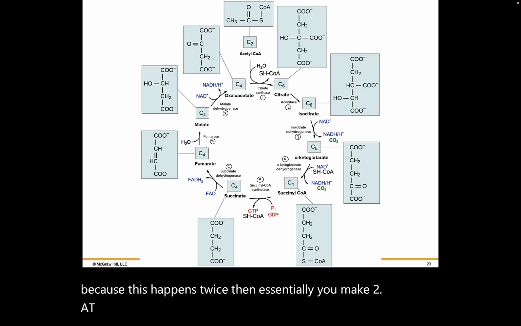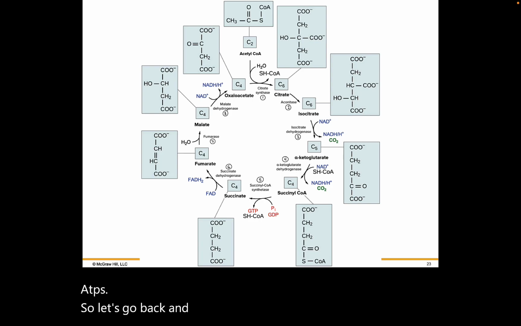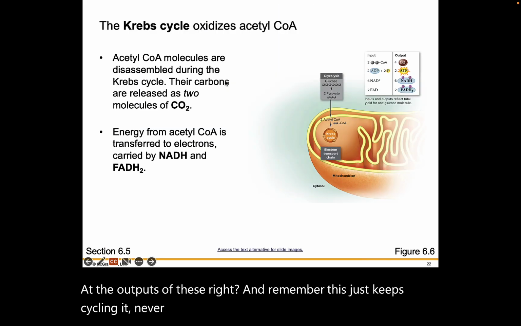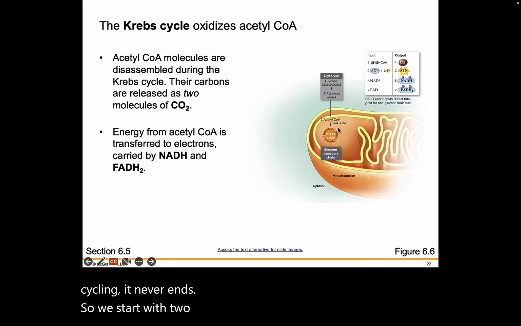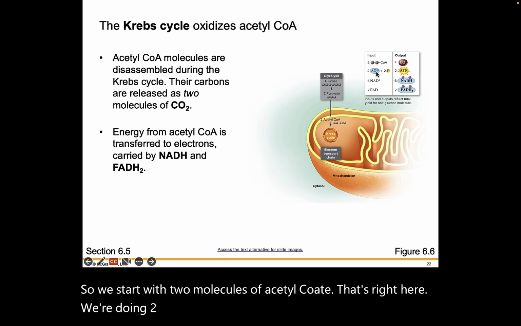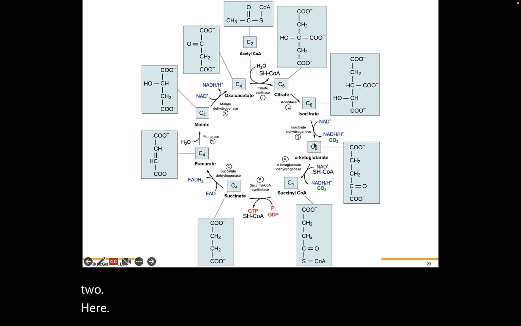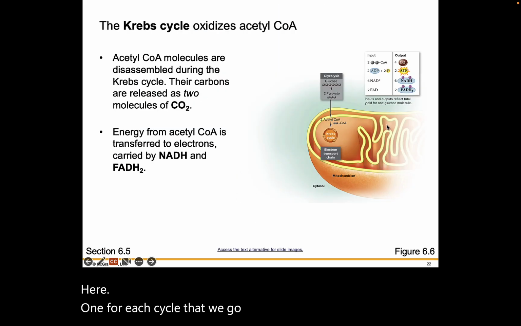ATPs. So let's go back and look at the outputs of these, right? And remember, this just keeps cycling. It never ends. So we start with 2 molecules of acetyl-CoA. That's right here. We're doing 2 molecules of ADP because remember, we made 2 here. 1 for each cycle that we go around.